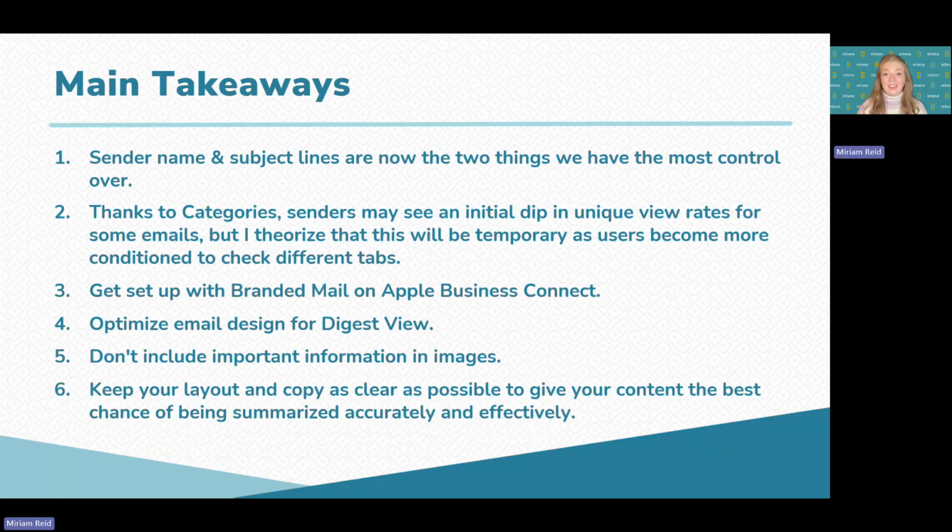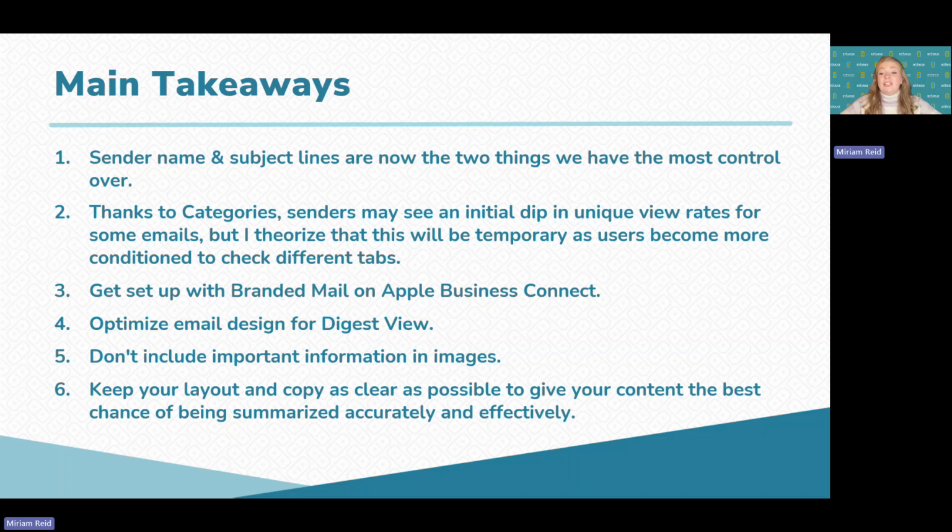All right, so main takeaways of how you can move forward, knowing all the things that we know now about iOS 18.2. Because of those AI summaries, preview text may not be as relevant or effective. So now it's more important than ever to focus on your sender name and subject lines, as those are the two things that you're going to have the most control over. Thanks to categories, senders may also see an initial dip in unique view rates for some emails. However, we're hoping that this will also be temporary as users become more conditioned to check those different tabs.